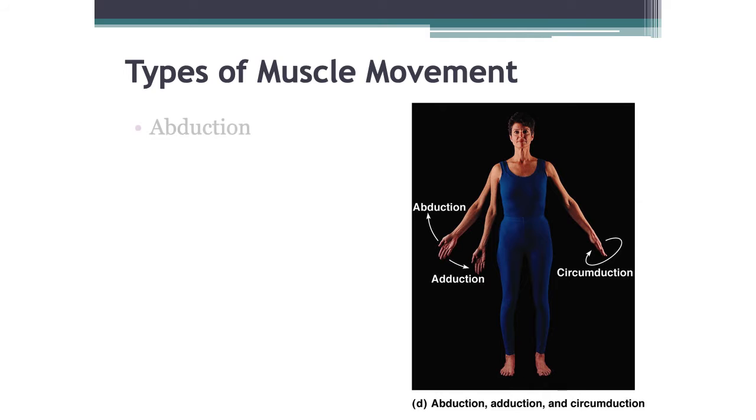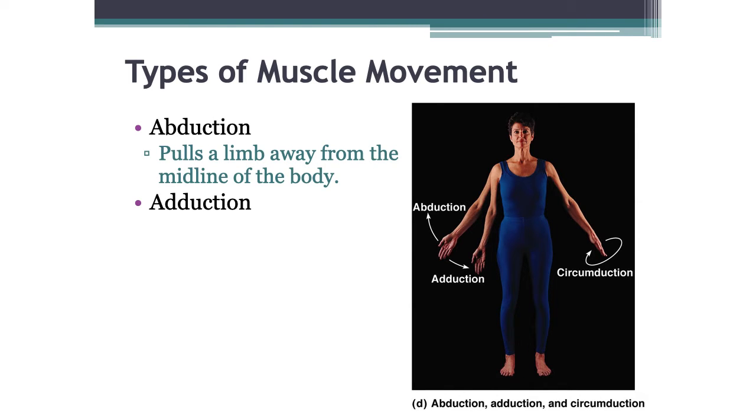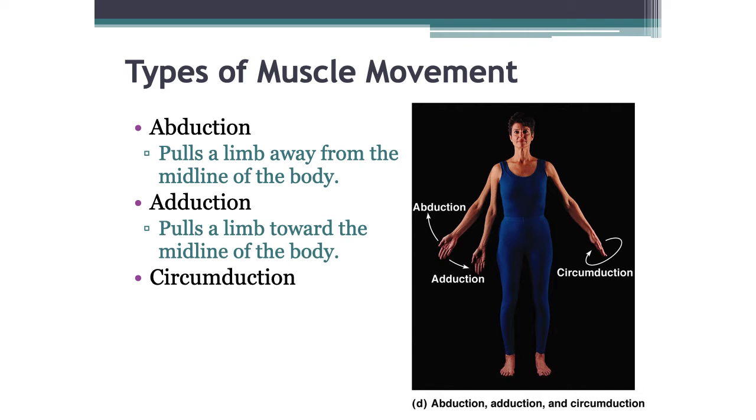Types of muscle movement. Abduction pulls limbs away from the midline. Adduction pulls limbs towards it. So you have the adductor and abductor machines at the gym, you sit in them and you pull. Abduction pulls limbs away, the opening, pulling the legs open, and adduction pulls them closer together. Circumduction is the rotation of the limb, so it rotates.